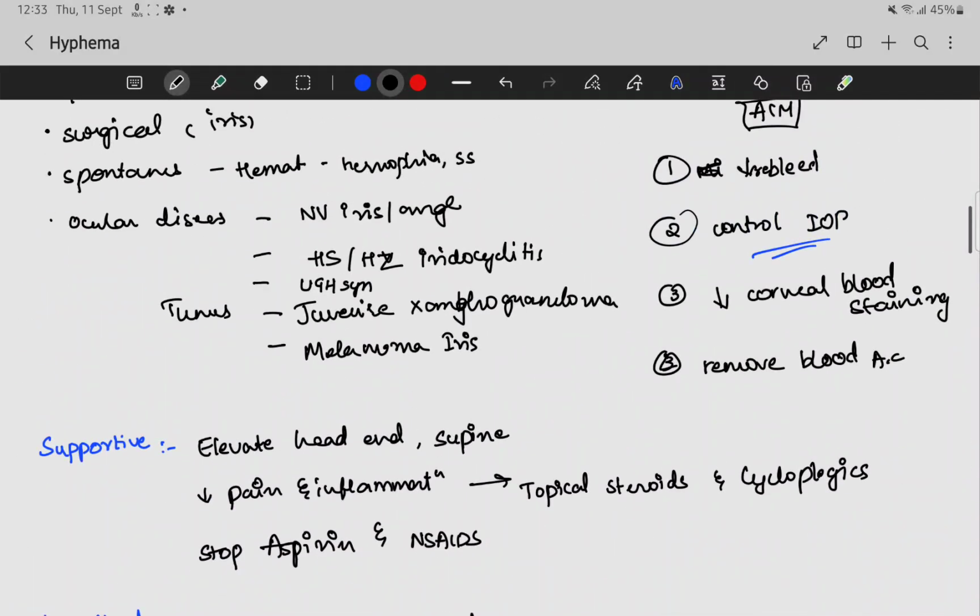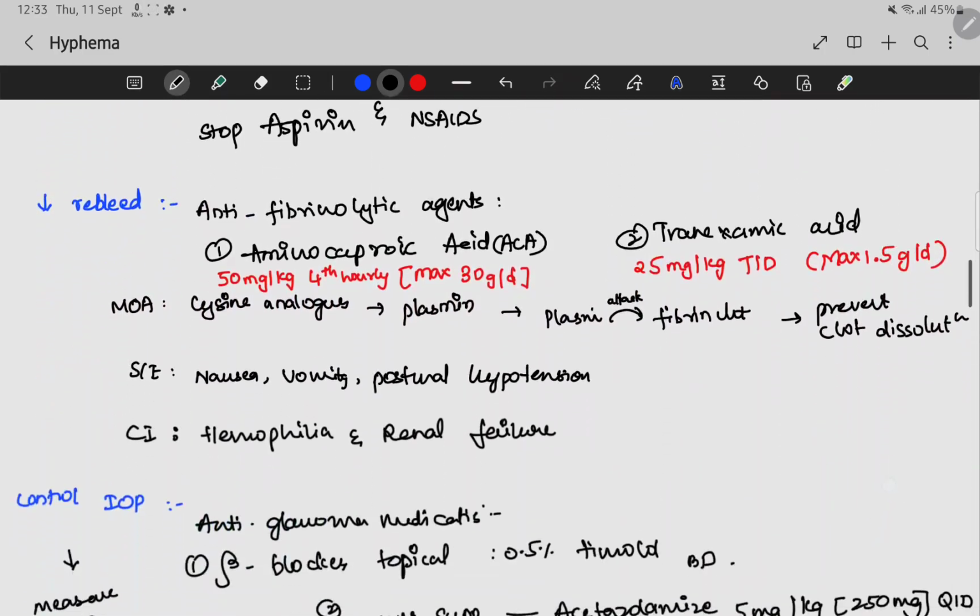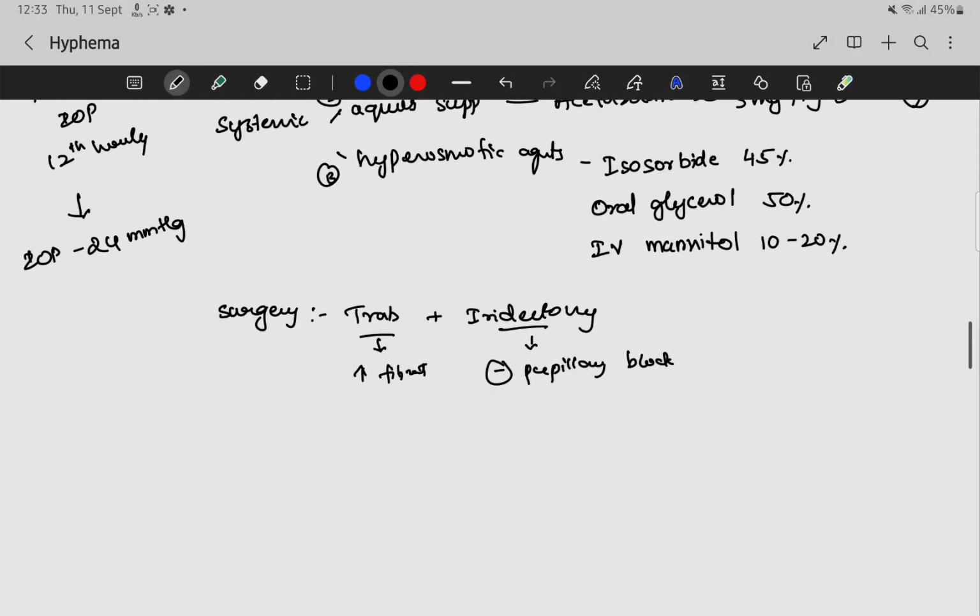Then how do we reduce this corneal blood staining? It cannot be reduced, it can just be prevented, right? How do we control this?